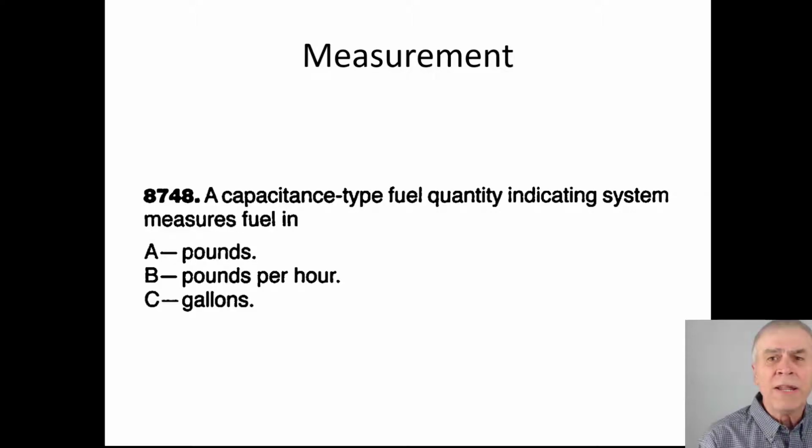Capacitance type fuel quantity indicating system measures fuel in what? I guess if they're going to ask you once, you're probably not going to get all these questions, but you might get one or two of them. So be aware the capacitance measures in its mass or its weight. Weight is in pounds, as opposed to gallons. So what about this pounds per hour? It's a fuel quantity, so the only thing it's going to measure is how many pounds of fuel that you have.